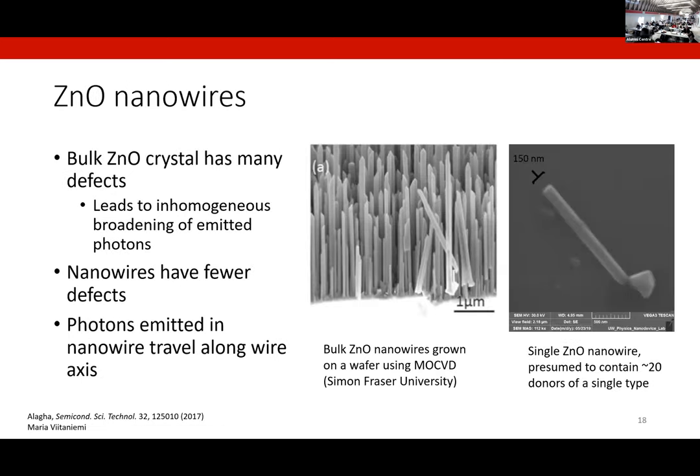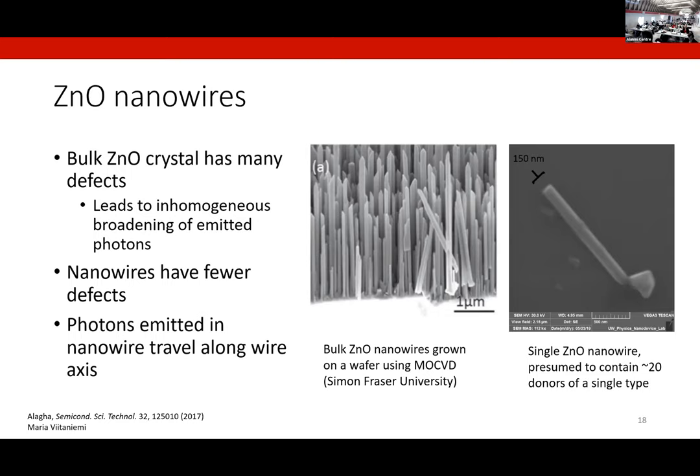All right. So bulk zinc oxide has a lot of defects in it, and we want to isolate just one. Having multiple defects is not great for a lot of reasons, partially because it leads to inhomogeneous broadening of our emitted photons, and also because we want to ensure that we're only getting one photon at a time for our entanglement process. So our collaborators in Kaimei Fu's lab are looking at using zinc oxide nanowires. Advantages of these nanowires are that they have a smaller volume and thus fewer defects within them. And photons emitted in these nanowires will travel along the axis and then be emitted through either end. So it'll help with the light collection.